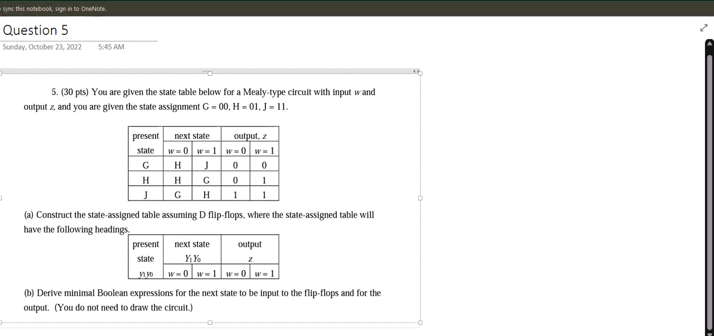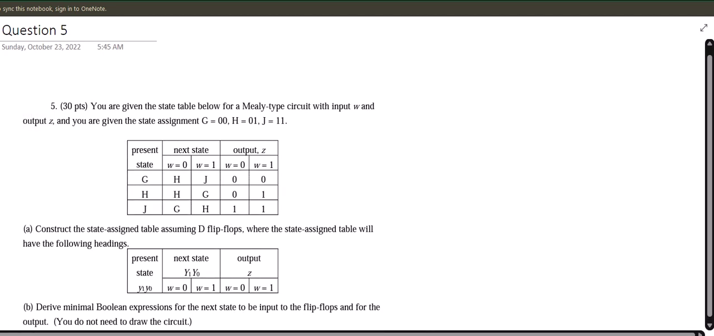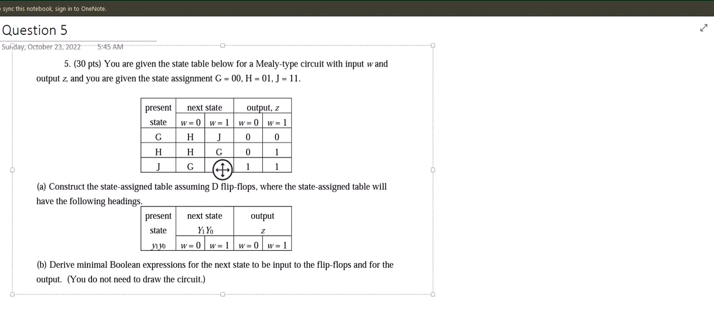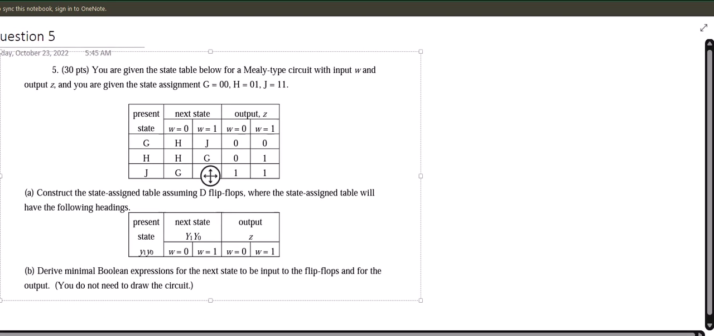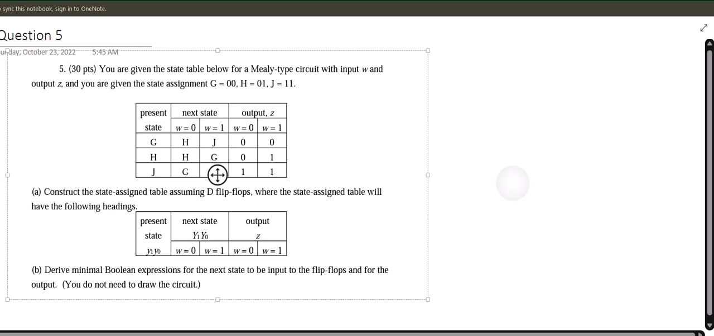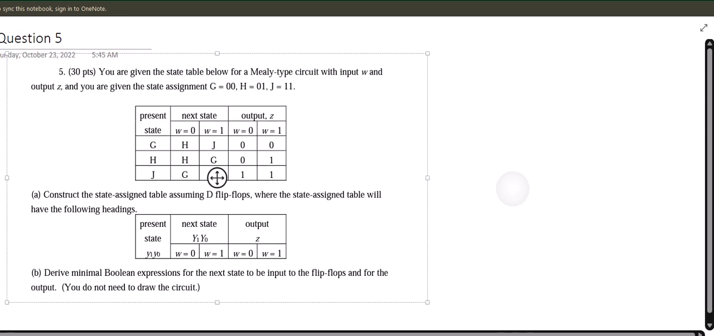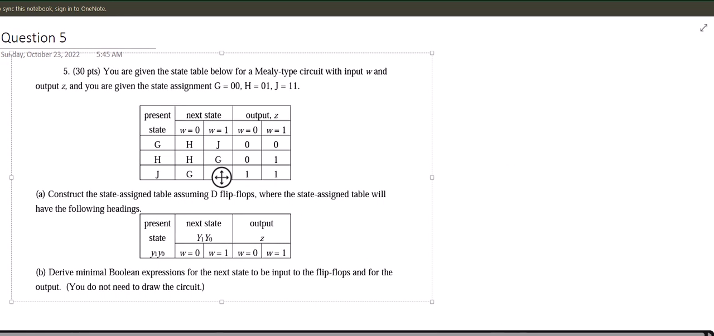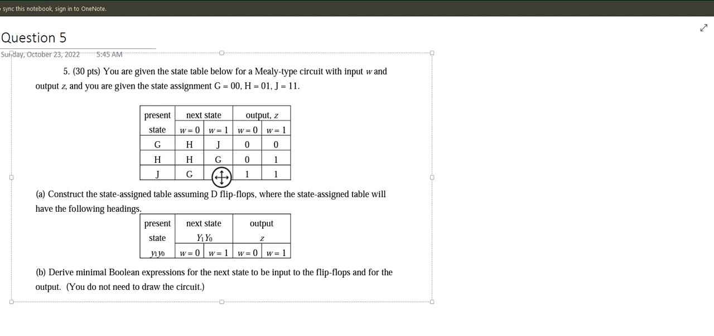You are given a state table below for a Mealy type circuit with input W and output Z, and you are given the state assignment G equals 00, H equals 01, and J equals 11. Construct the state assigned table assuming D flip-flops, where the state assigned table will have the following headings.